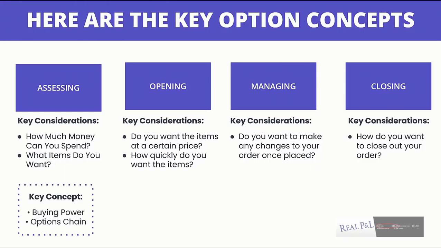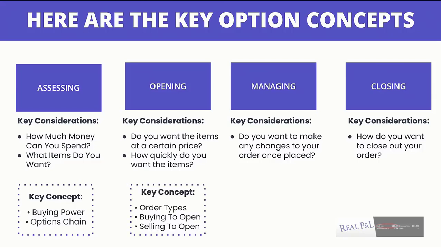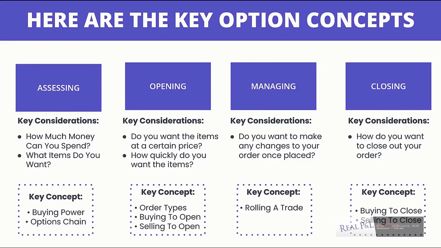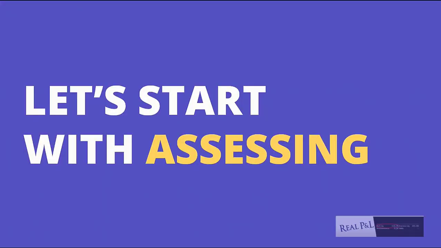So, key concepts with assessing: your buying power and options chain. When opening, order types like buying to open or selling to open. A key concept with management: rolling a trade. Key concept with closing: buying to close or selling to close. So let's start with assessing.